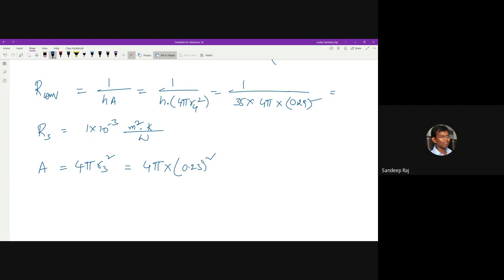If you multiply it with this one, what you get is RS. If you want it in Kelvin per watt, what you have to do is 1 into 10 to the power of minus 3. The meter square is in the numerator, so if you have it in the denominator, it will get cancelled. So 4 pi into 0.23 square you will have in the denominator. These two will get cancelled and you will get the value in Kelvin per watt. Tell me this value. What is this value?